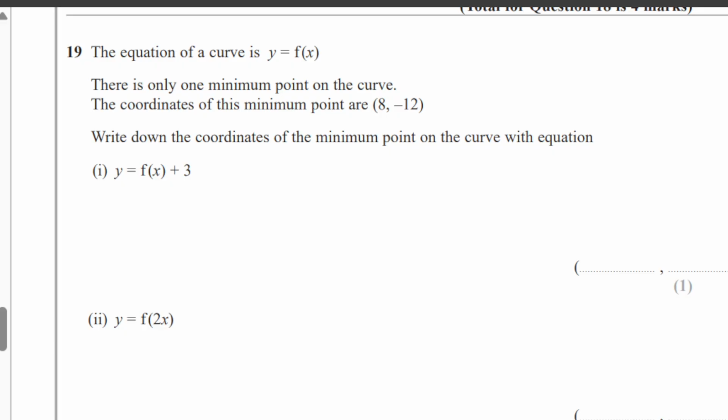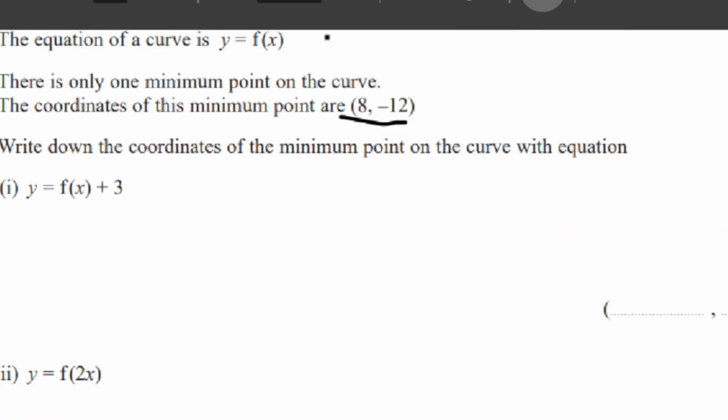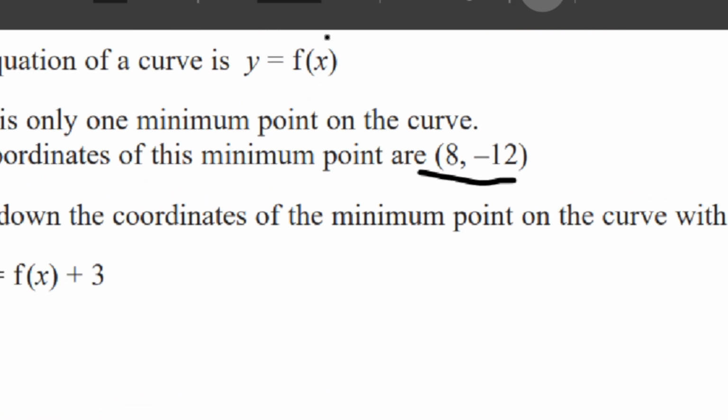The question says the equation of a curve is y equals f of x. There is only one minimum point on the curve. The coordinates of this minimum point are 8 and -12. Write down the coordinates of the minimum point with this equation y equals f of x plus 3. Now, to do that, let me just zoom in.